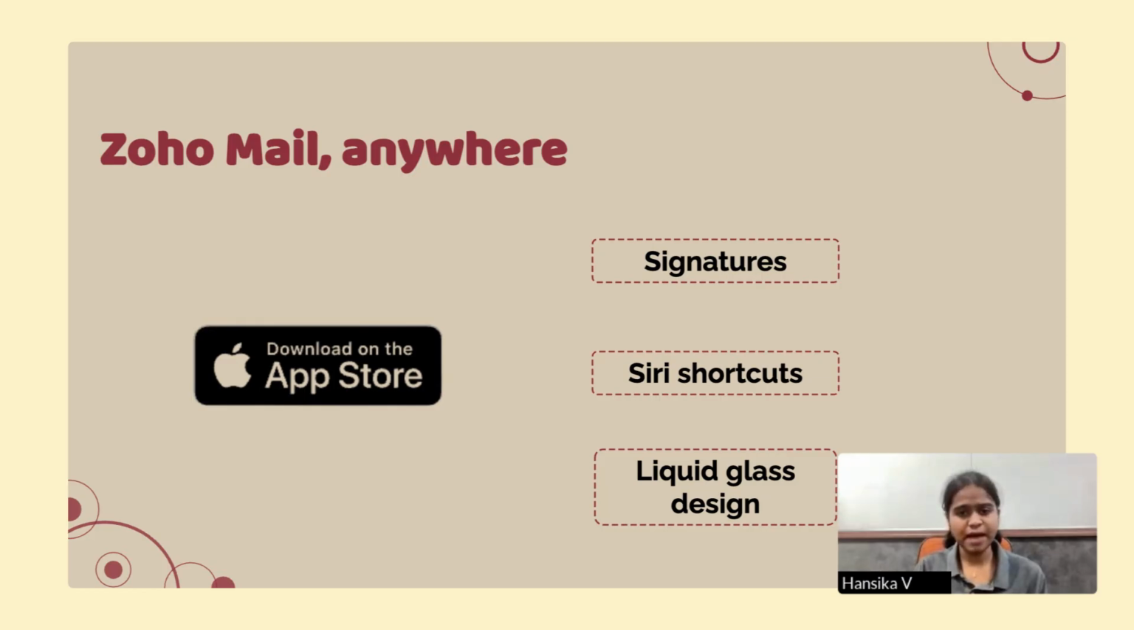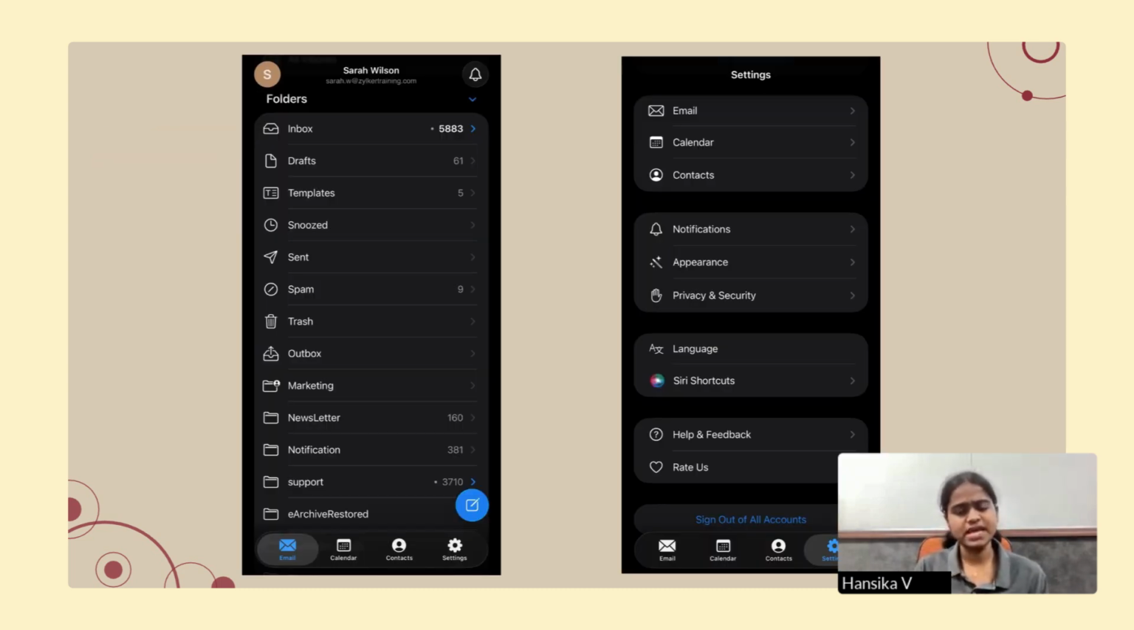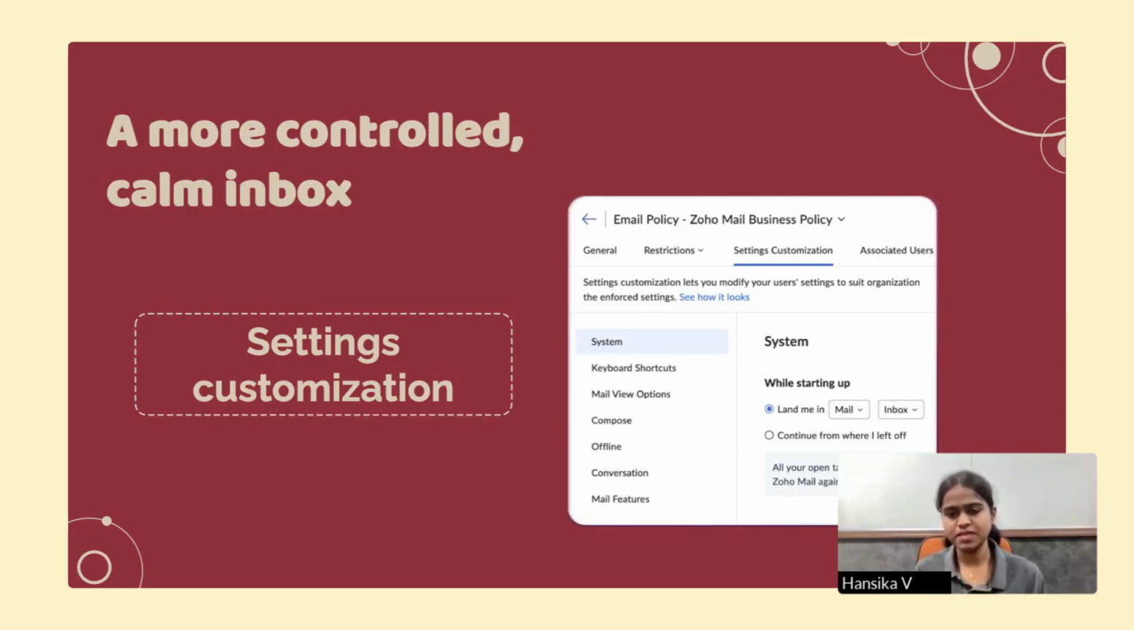And visually, the app features the new liquid glass design, giving Zoho Mail a sleek, premium, and fluid look on iOS 26. So, with all these updates, Zoho Mail didn't just get smarter at your desk, it also becomes smarter in your mobile applications too. So, no matter where you are, you can stay organized, connected, and in control of your inbox, even from your mobile applications.